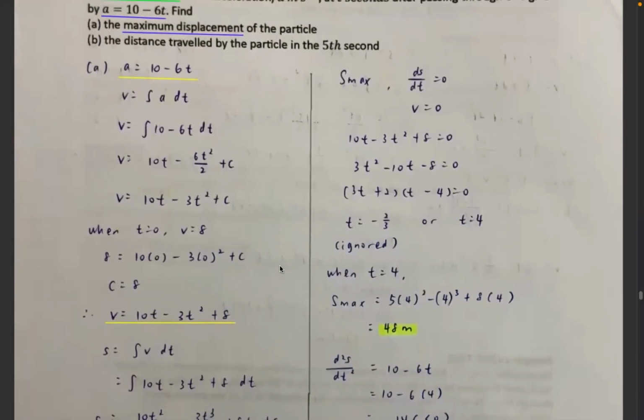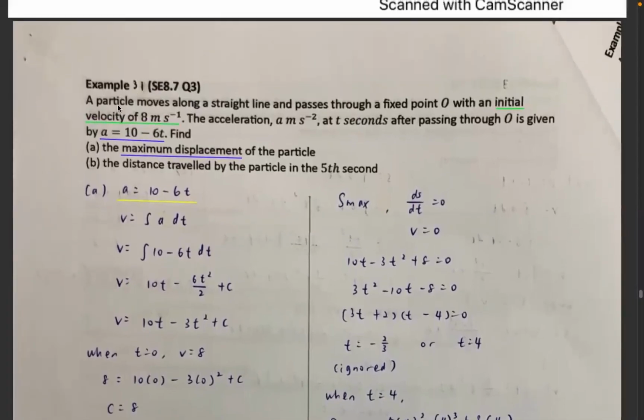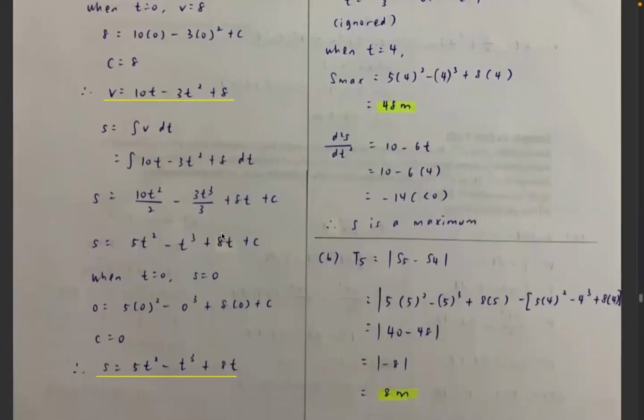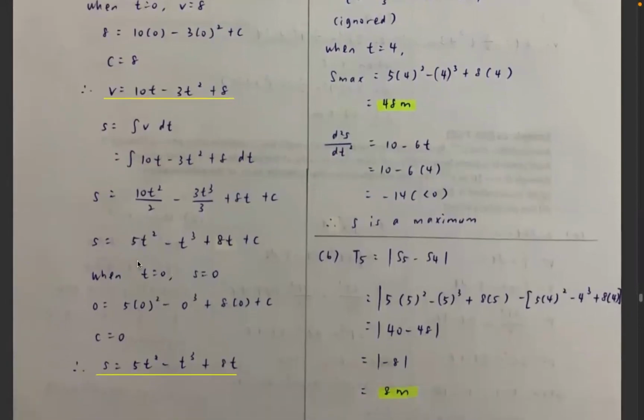So let's read the first sentence. A particle moves along a straight line and passes through a fixed point O. That means the particle starts moving at fixed point O. That means when t equals to 0, S equals to 0. So we sub t equals to 0, S equals to 0. Then we have answer C equals to 0. So this is the displacement function.